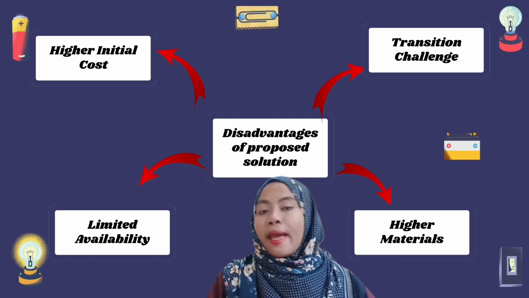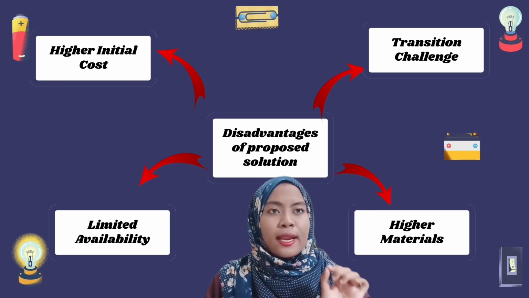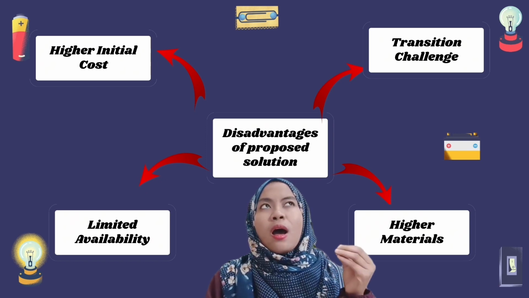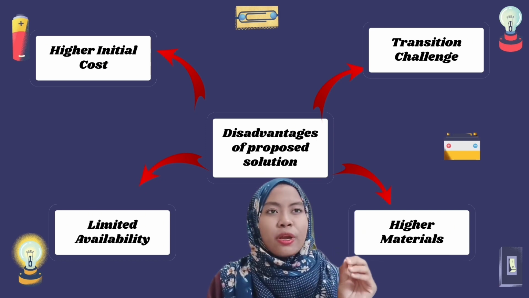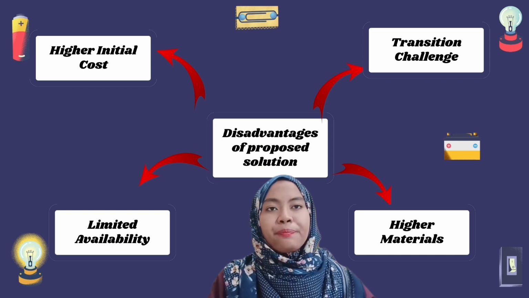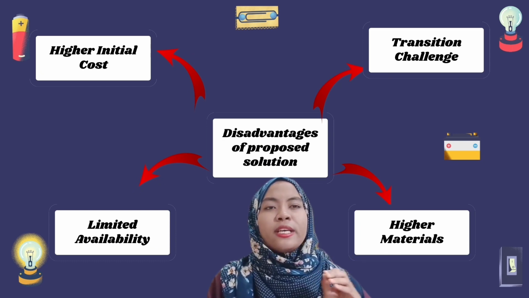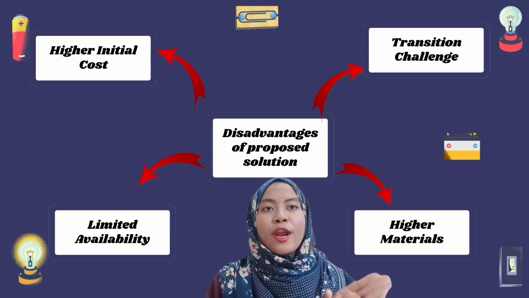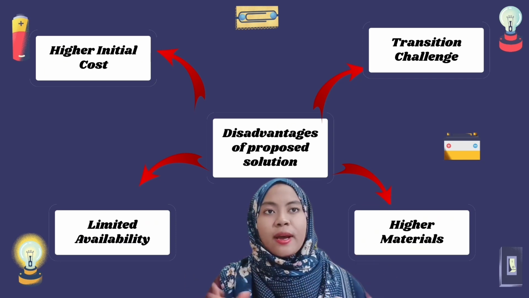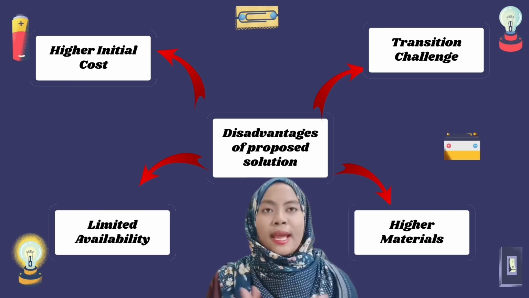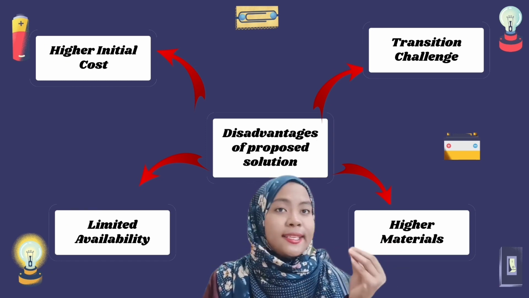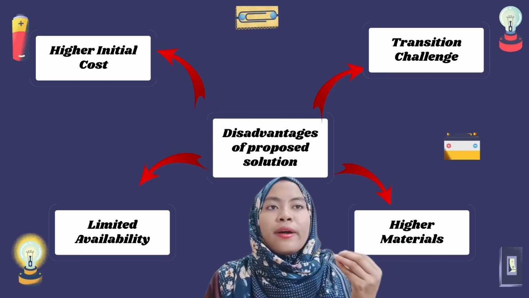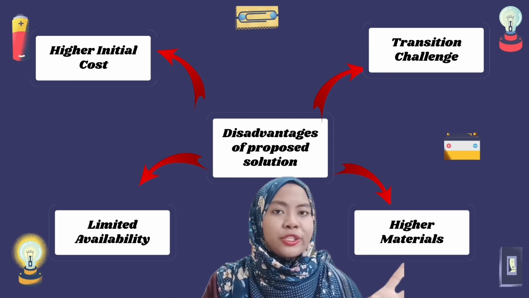And then limited availability: some eco-friendly components or technologies have limited availability and options for certain industries or applications. And then transition challenges: shifting from conventional practice to sustainable ones may pose logistical and operational challenges, requiring adjustment in the process and supply chain. And then the higher materials in the design can lower power consumption, with recyclable components through the manufacturing usage.